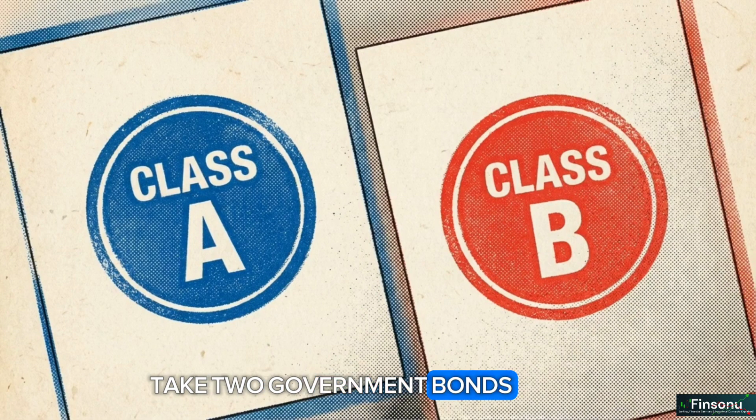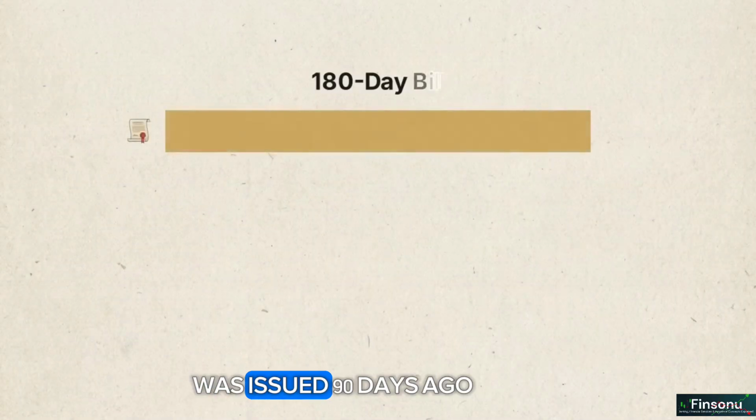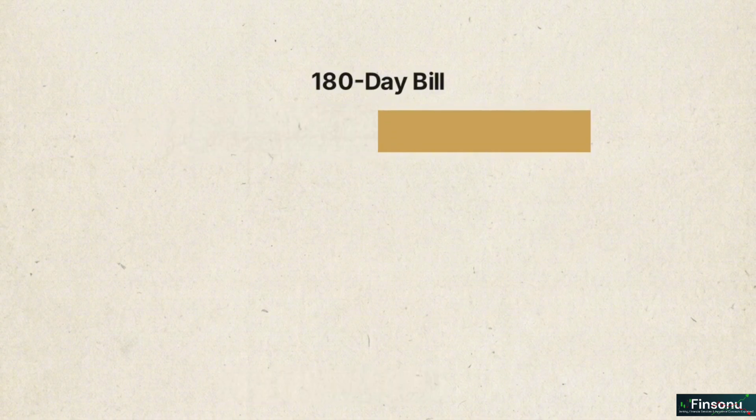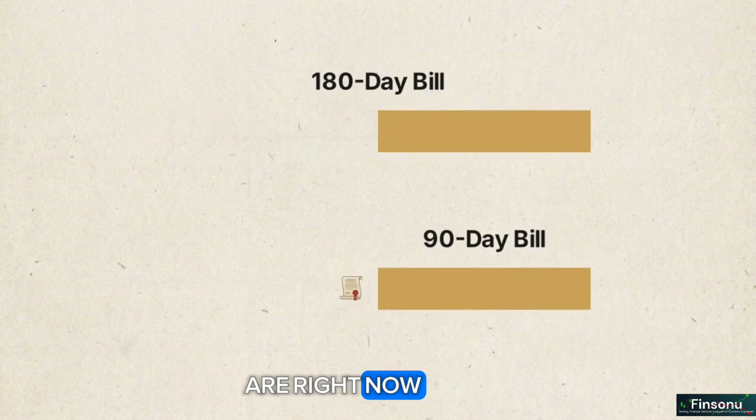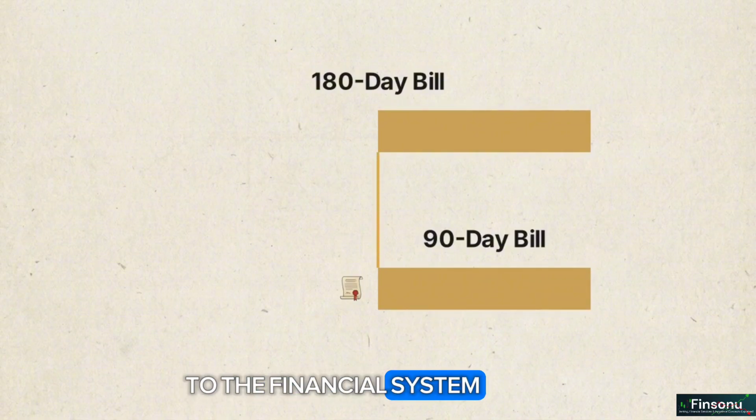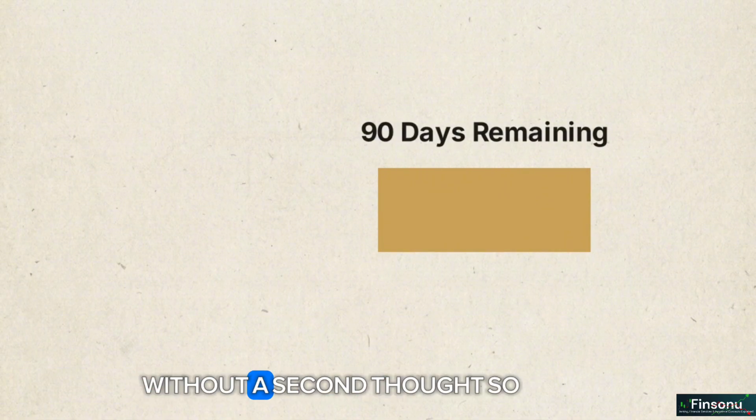Take two government bonds known as treasury bills. The first is a 180-day bill that was issued 90 days ago. The second is a brand new 90-day bill issued today. Even though they were issued at different times, look at where they are right now. Both bills have exactly 90 days left until they pay out. To the financial system, they are now the exact same instrument. You can trade one for the other without a second thought.